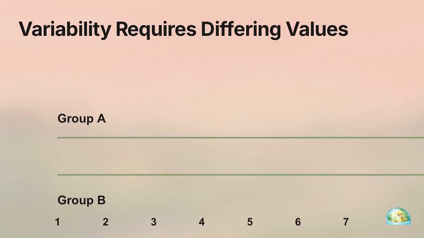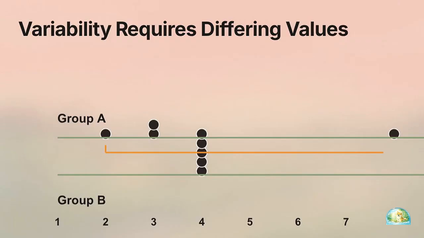Now it is your turn to test this. Here are two dot plots showing bird sightings. Group A is 2, 3, 3, 4, and 8. Group B is 4, 4, 4, 4, and 4. Pause the video and predict which group has greater variability. Let's check your prediction with Group A. We calculate its spread by measuring the distance from the lowest value to the highest. These values spread out from 2 to 8, which gives us a range of 6.